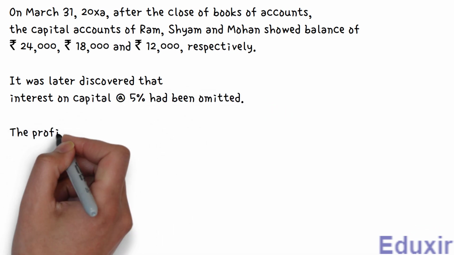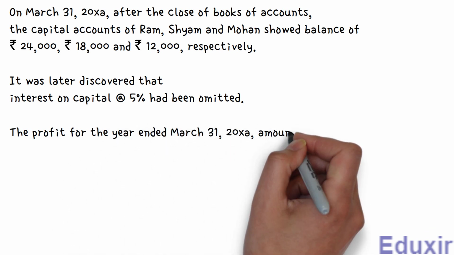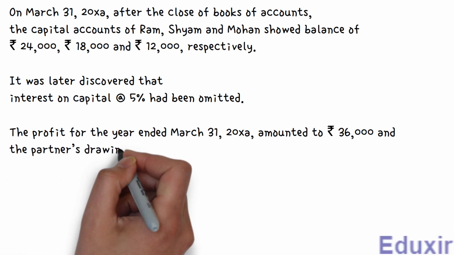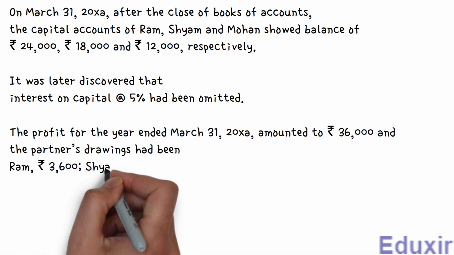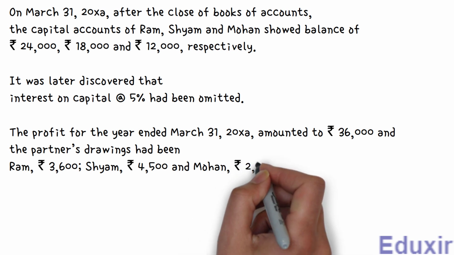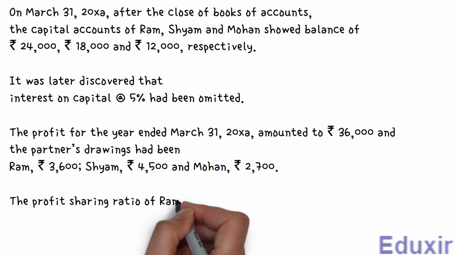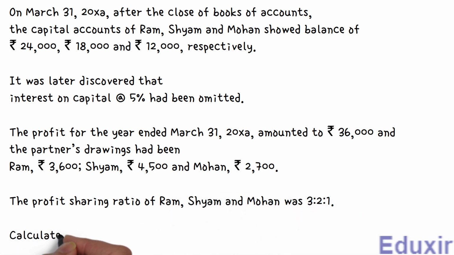The profit for the year ended March 31st, 2000 XA amounted to 36,000 rupees and the partners' drawings had been Ram 3,600 rupees, Shyam 4,500 rupees and Mohan 2,700 rupees. The profit sharing ratio of Ram, Shyam and Mohan was 3:2:1. Calculate interest on capital.